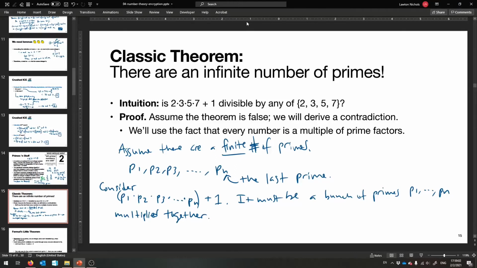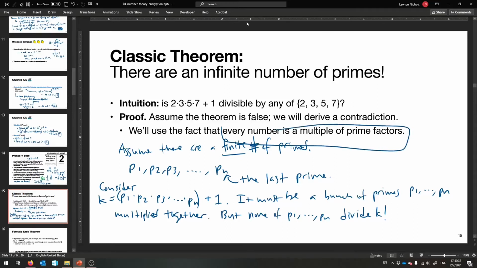And the kicker is, nope, not at all is that true. But none of P1 through Pn divide into this number. Consider, I don't know, let's call it k. Divide k. By construction, they don't divide k. What?